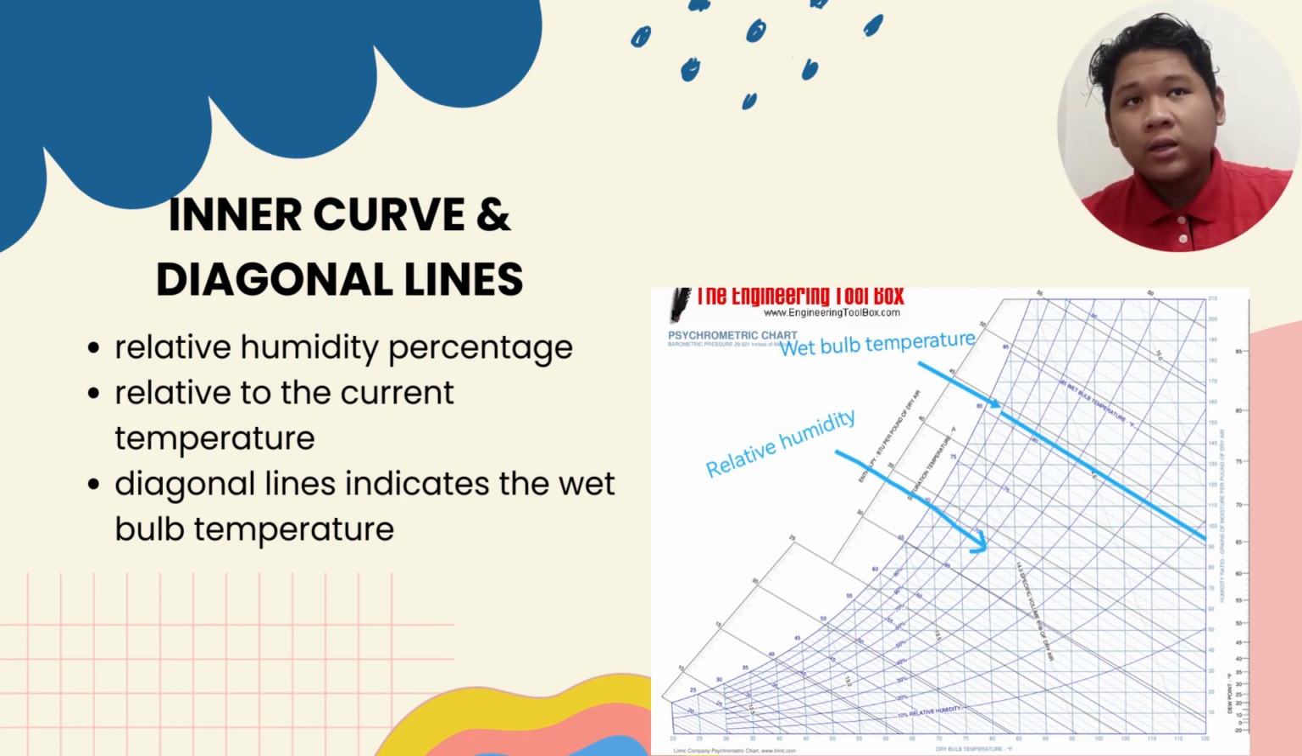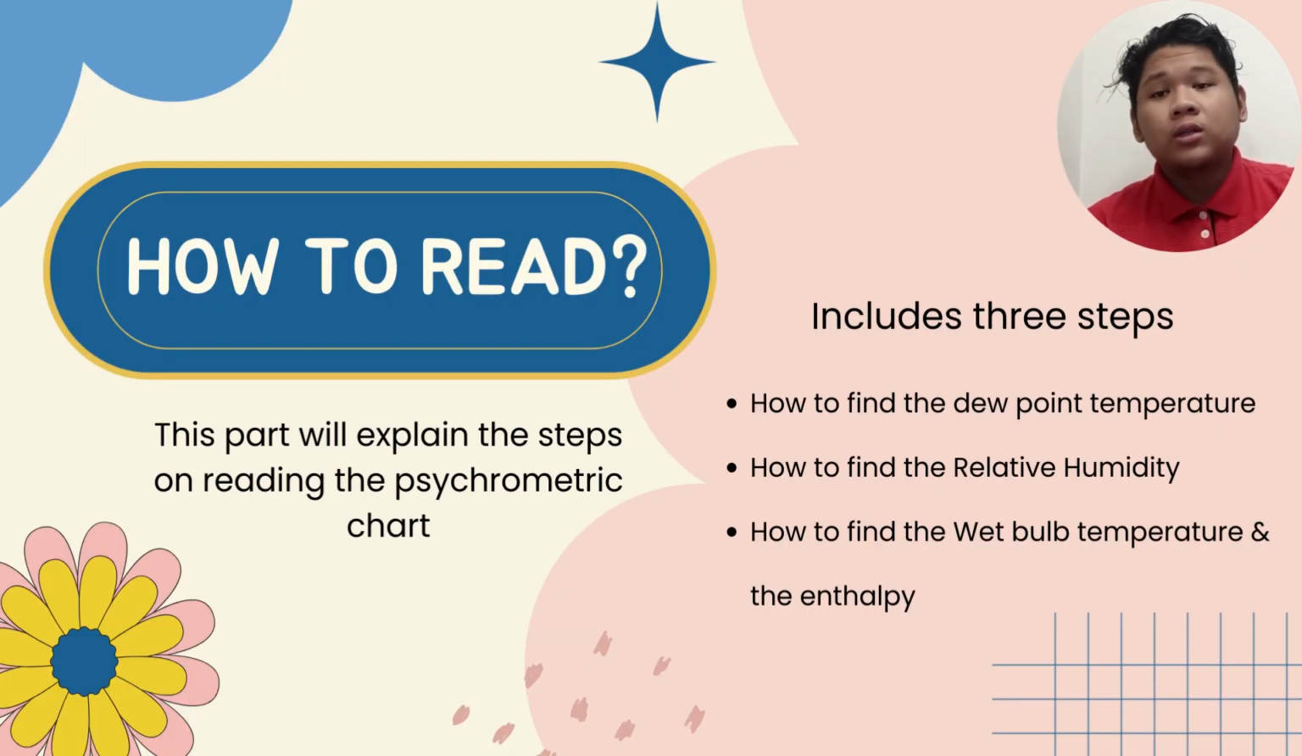The diagonal lines inside the curve indicate the wet bulb temperature, and the diagonal lines outside of the curve, where it looks like a ruler, indicate the enthalpy. Next is how to read the psychrometric chart. This includes 3 steps. First is how to find the dew point temperature, then how to find the relative humidity, and lastly, to find the wet bulb temperature and the enthalpy.